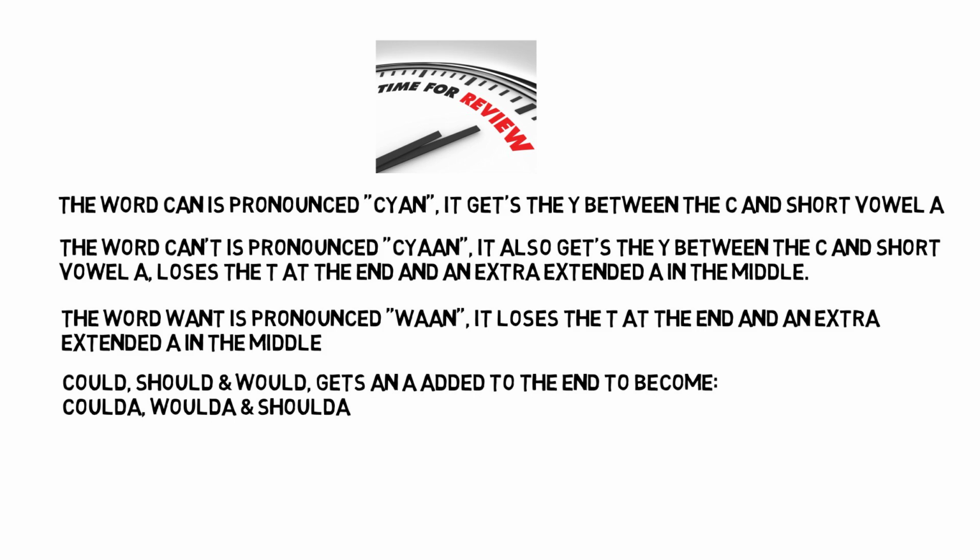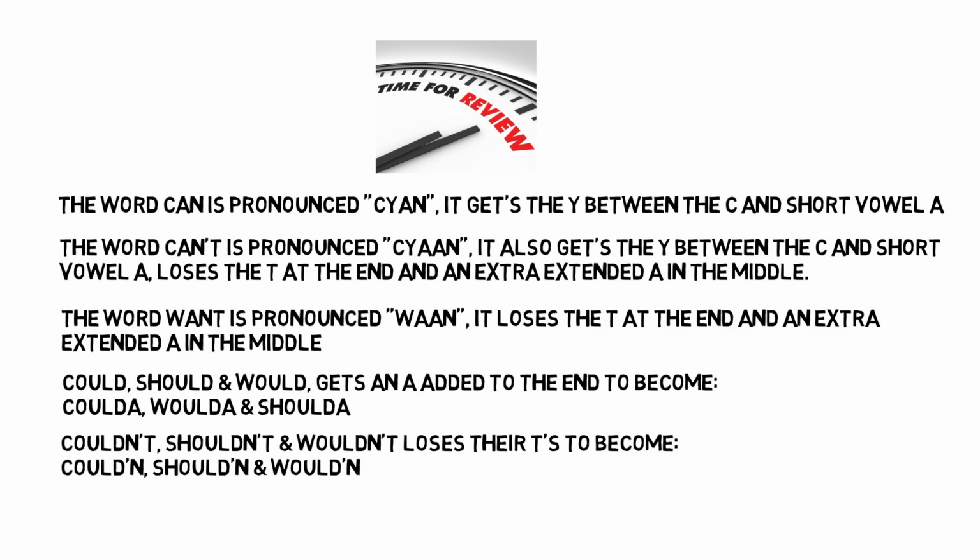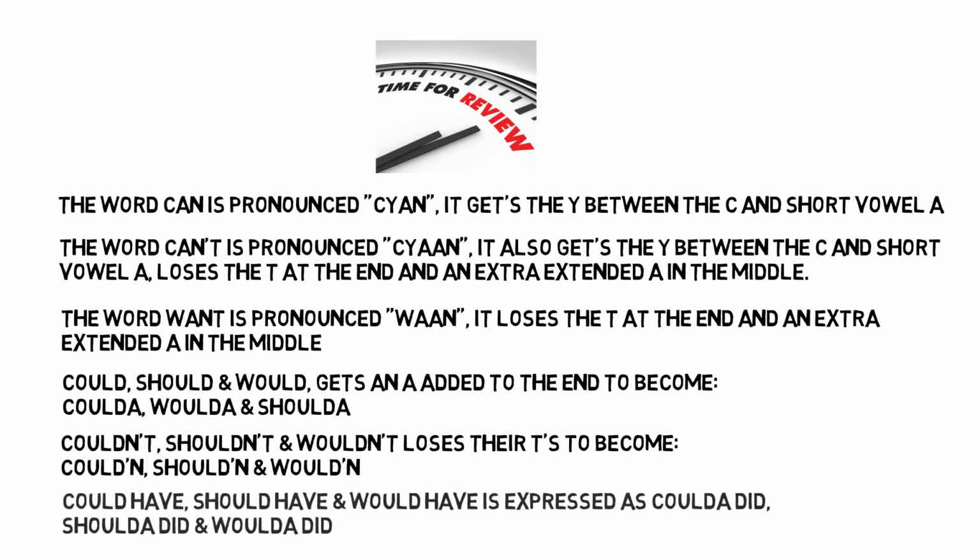Could, should, and would gets an extra A, making them coulda, shoulda, and woulda. And couldn't, shouldn't, wouldn't loses the ending T to become couldn't, shouldn't, and wouldn't. And because Patwa has no past tense, could have, should have, and would have is expressed as coulda did, shoulda did, and woulda did.